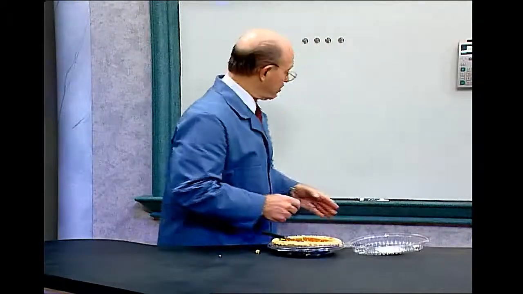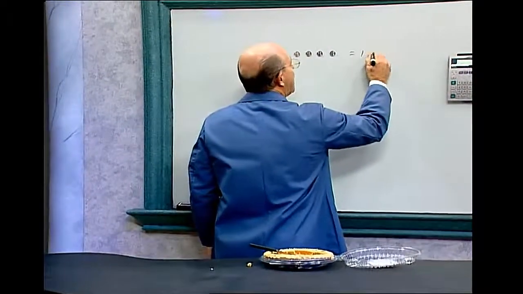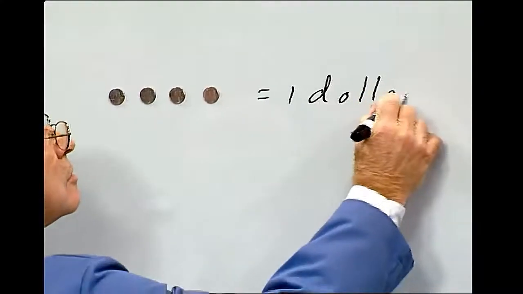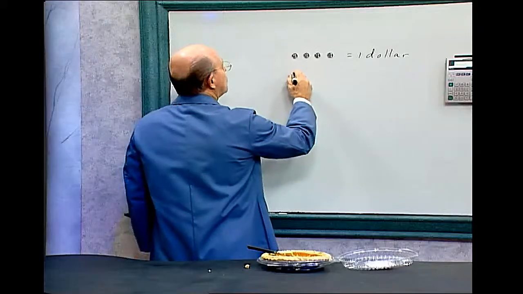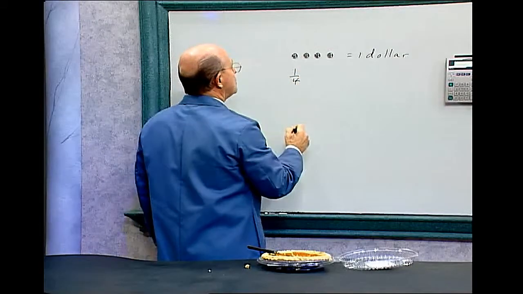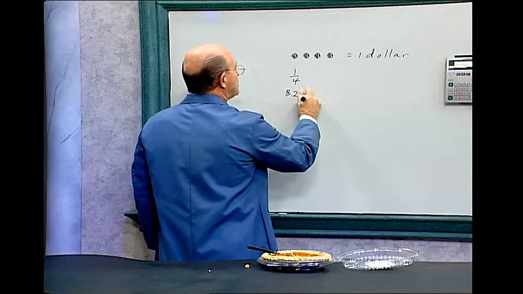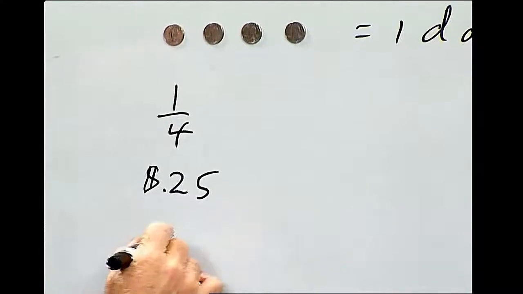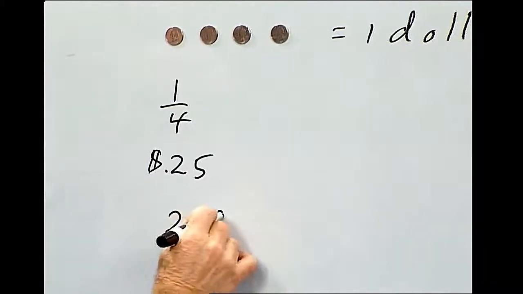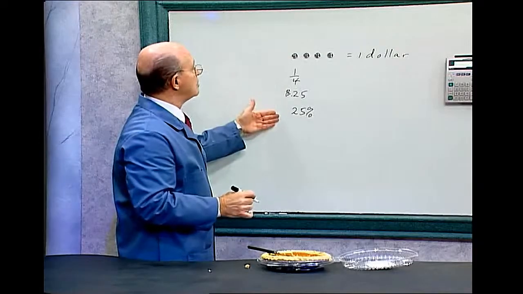Now I have on the board here 4/4, and you know what this equals. This equals $1. And this is what? 1/4 of a dollar. It's equal also to 25 cents. And it's also what percentage? It's 25% of a dollar. And so they're all equivalent.